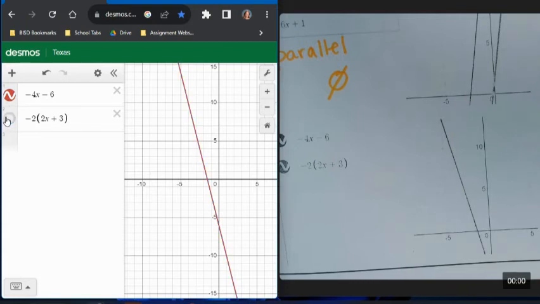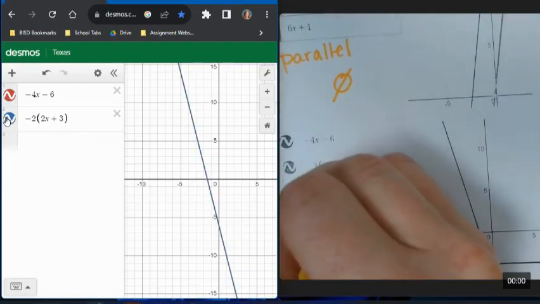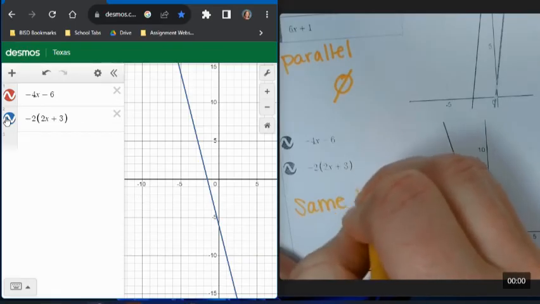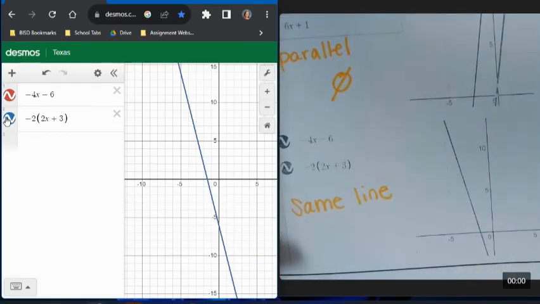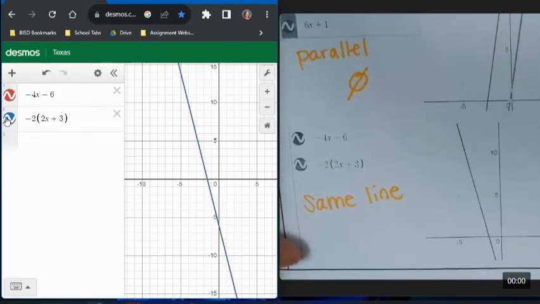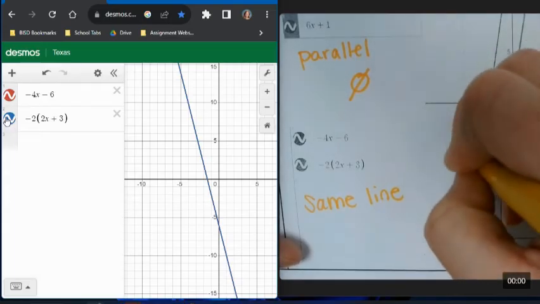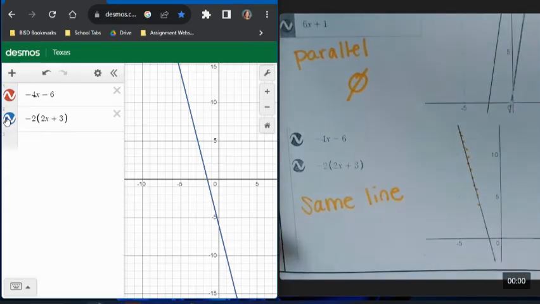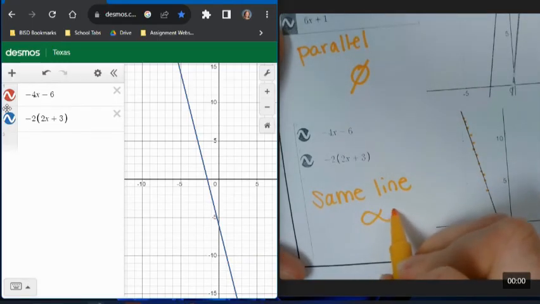So what does that tell us? It tells us they are the same line. If they're the same line, that means they intersect at every single point. Every single point along here. Every single point. You can't count them. So that's called an infinite number of points. So this is infinity.